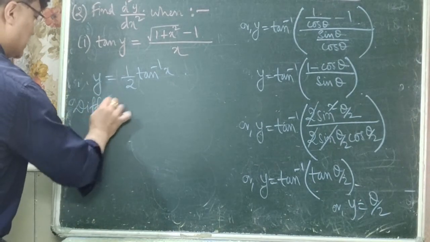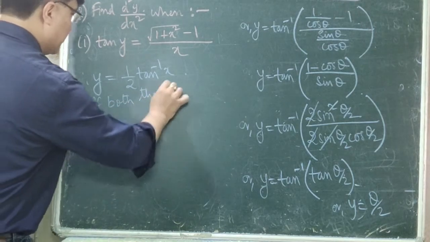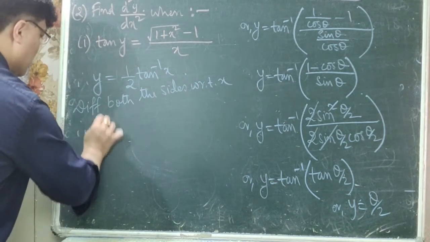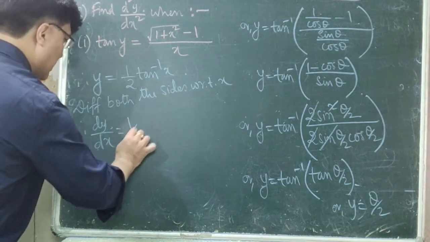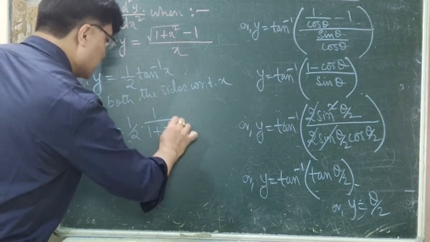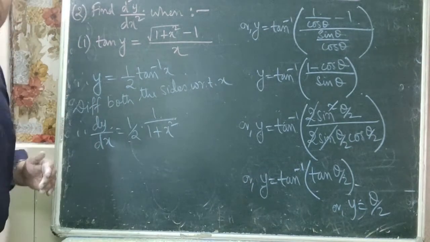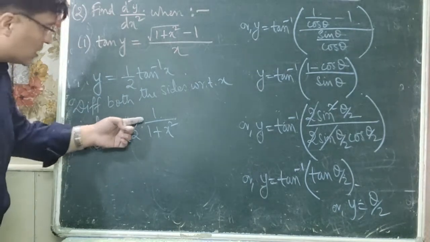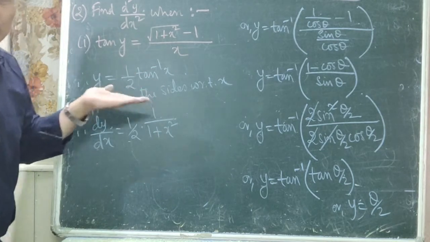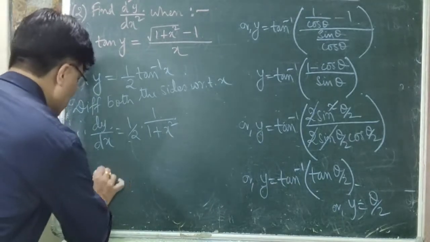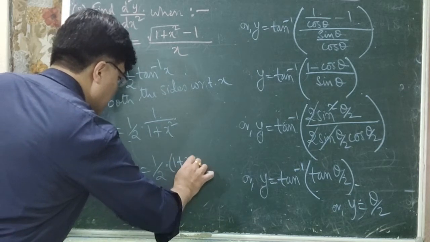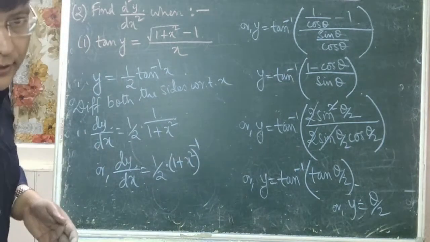So now differentiating both the sides with respect to x. So therefore dy by dx is equal to half into, what is the differentiation of tan inverse x? This is 1 upon 1 plus x square, right? So again you have to differentiate it to get d2y by dx square. But since numerator is constant, you can take 1 plus x square to the numerator and it becomes 1 plus x square whole to the power minus 1, right? So, or this is your dy by dx is equal to half into, this is 1 plus x square whole to the power minus 1, right?